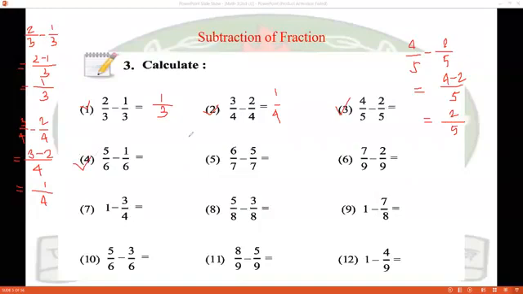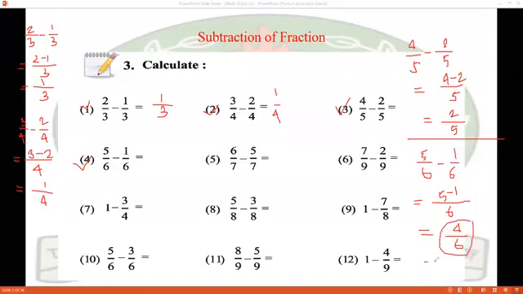Number 4. There is 5 by 6 minus 1 by 6. Common denominator 6. So we write 5 minus 1, and we write 4 by 6. This is a result. We can lower it by the division process.